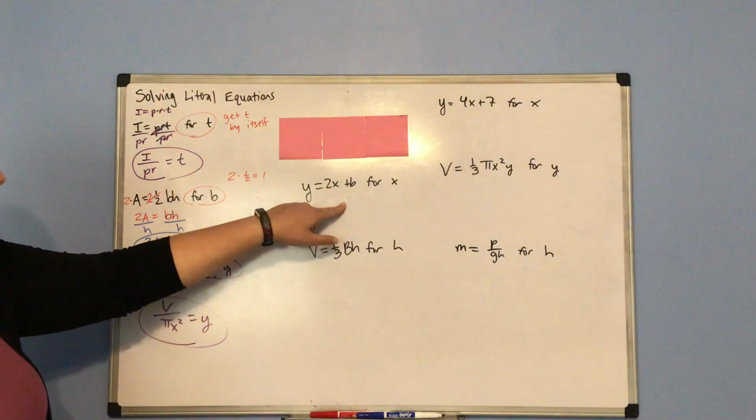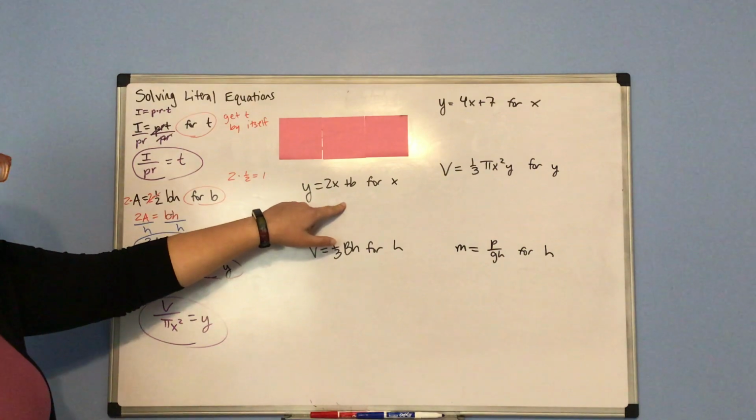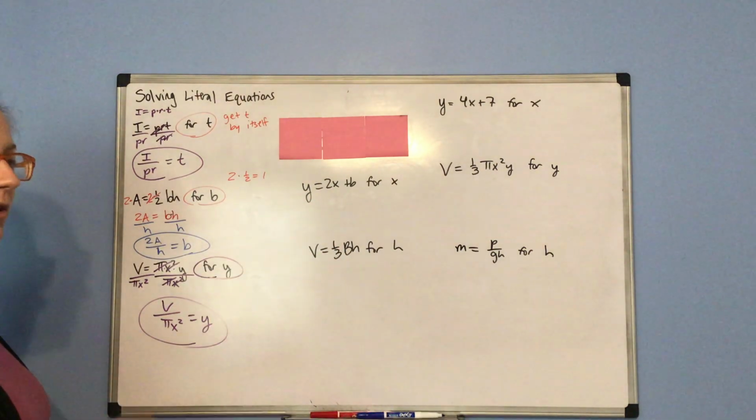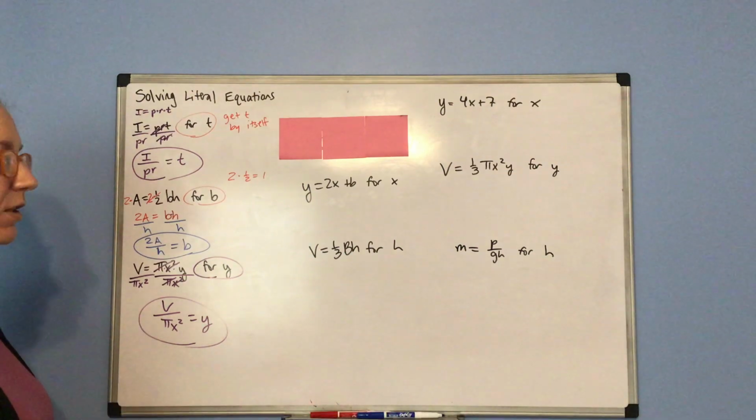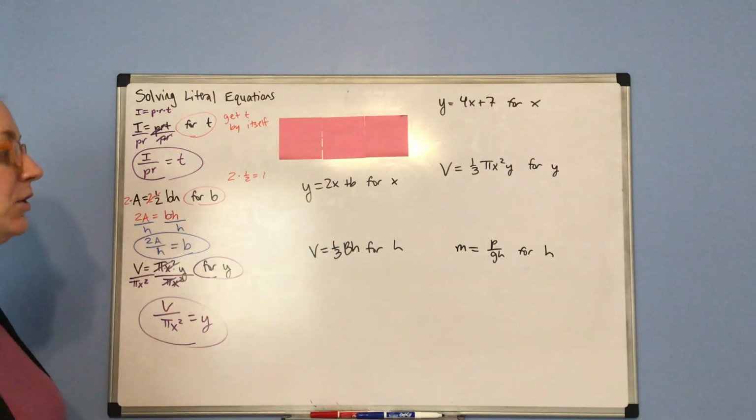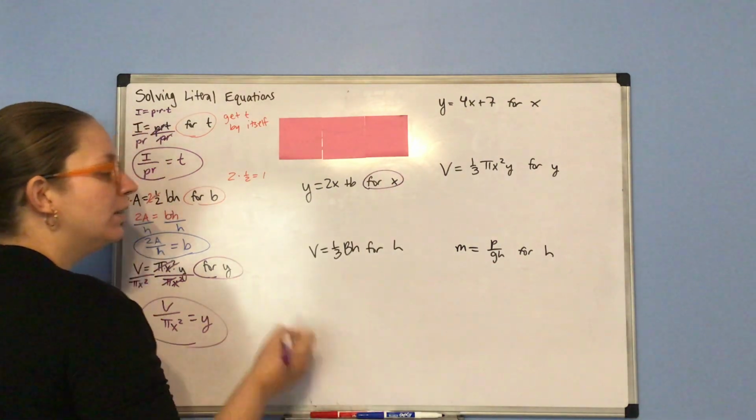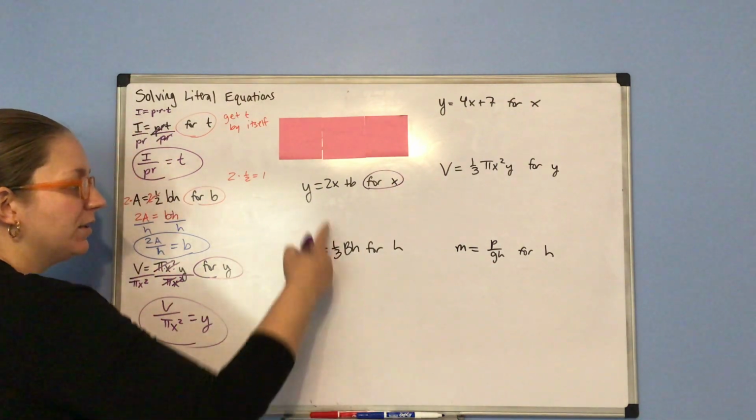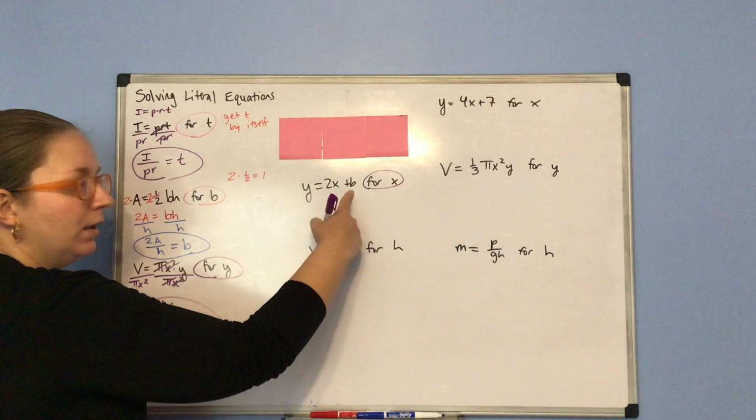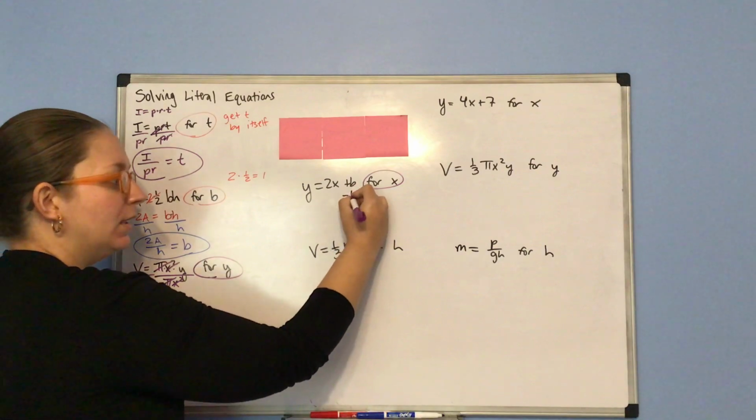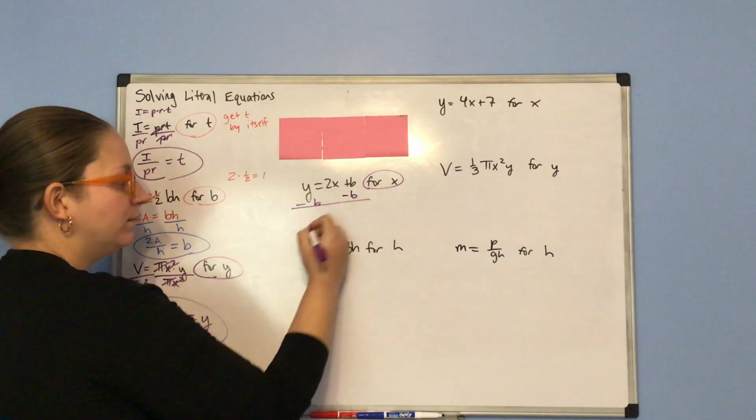If you have a two-step equation like you see here, you need to undo addition or subtraction first, then do dividing, just like if this was a number here instead. So we want to get x by itself, so we need to undo the things that are happening to x. x is getting multiplied by 2 and also b is added to it. We're going to undo the plus b first by subtracting b.